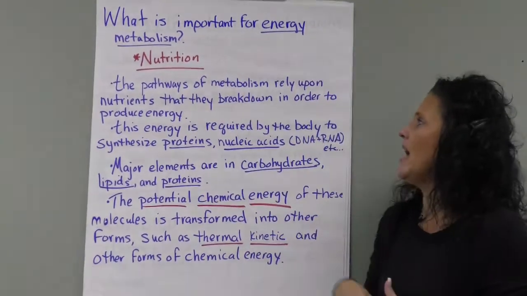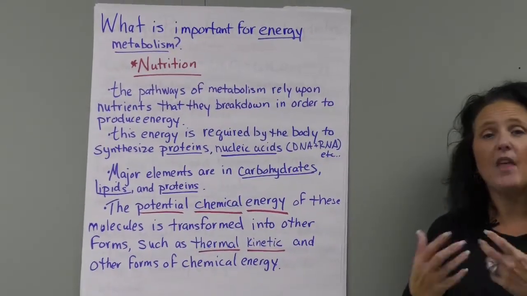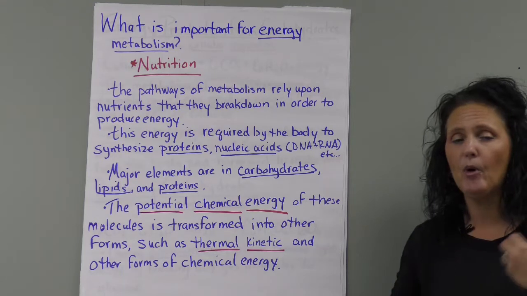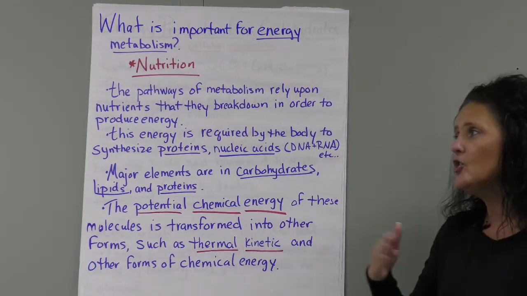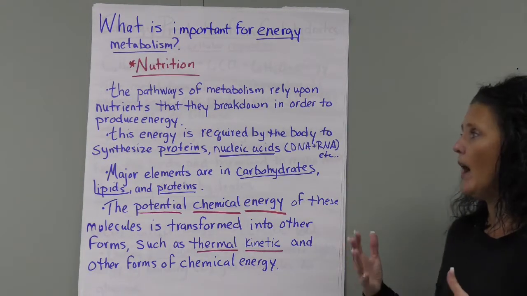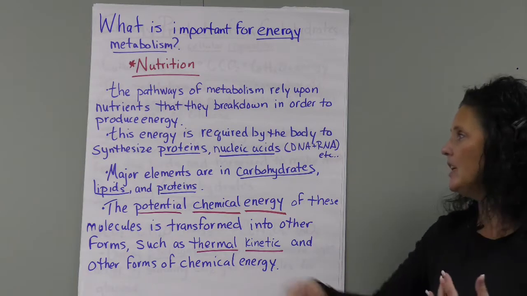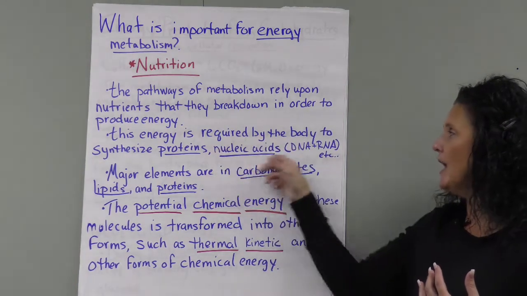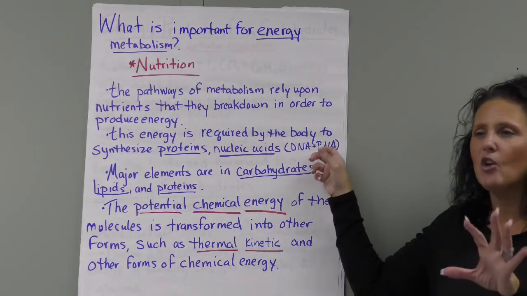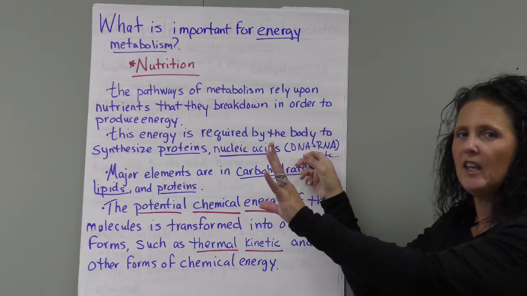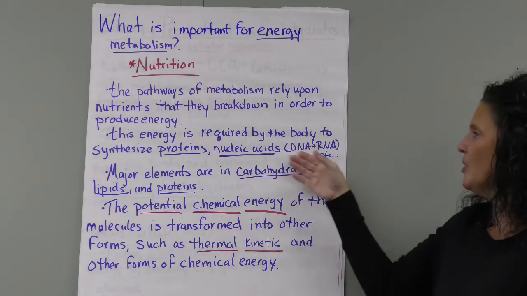The pathways of metabolism rely on those nutrients. They break down what you eat, whether it's an apple or a piece of cake, and provide you energy. The energy is required in your body because you have to make proteins. You have to make those nucleic acids, that DNA and RNA. You're not making it from scratch. You're simply taking what your parents gave you and reproducing it.